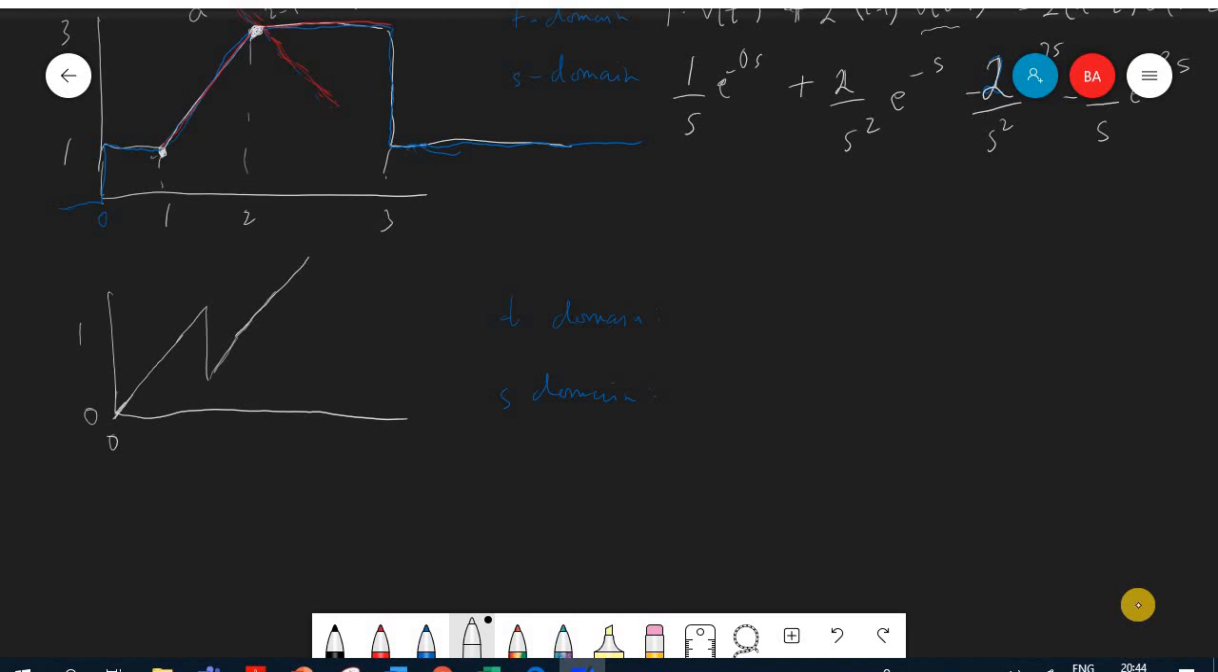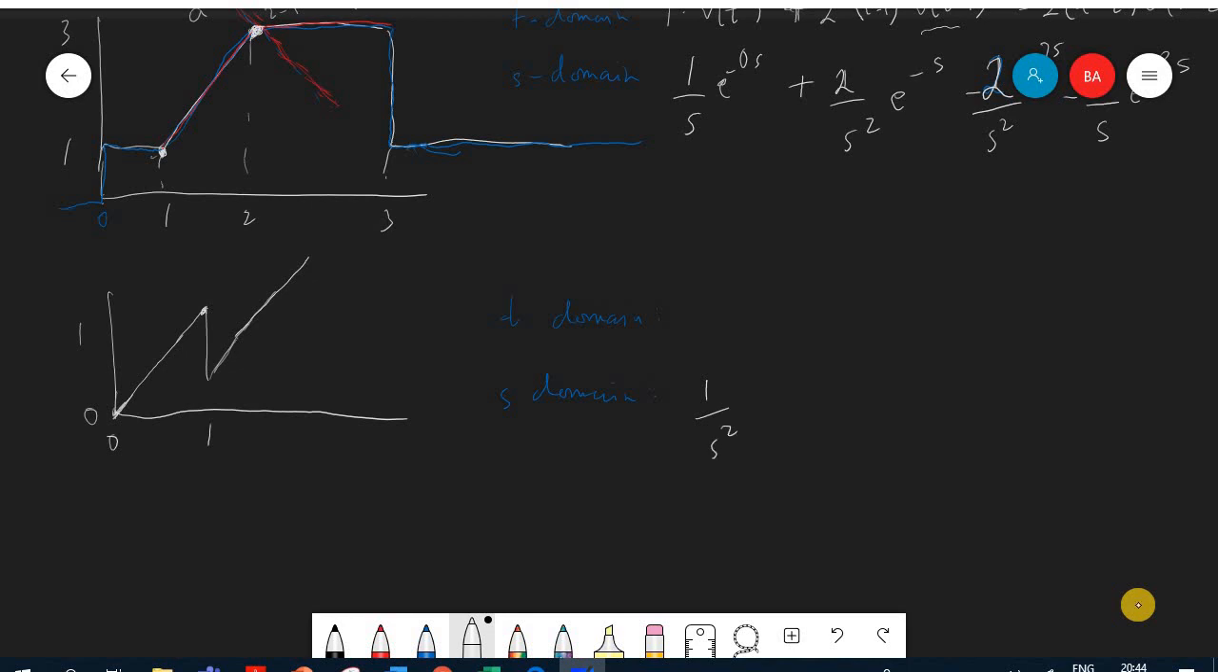Okay, so we're back. So I have a slope here. What is my slope? So this is delta y over delta x, right? Delta y is 1 and delta x is also 1. So the slope is 1. So this is 1 over s squared. So the S domain is here. So this is 1 over s squared.